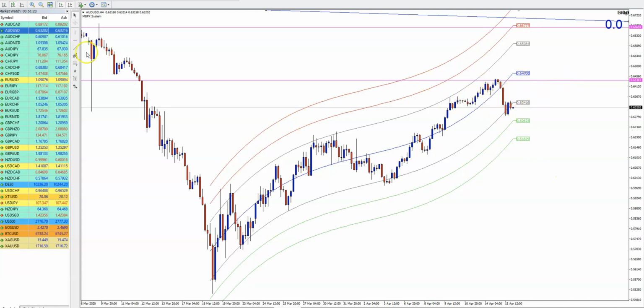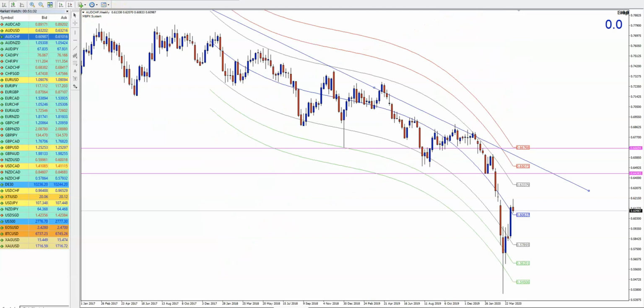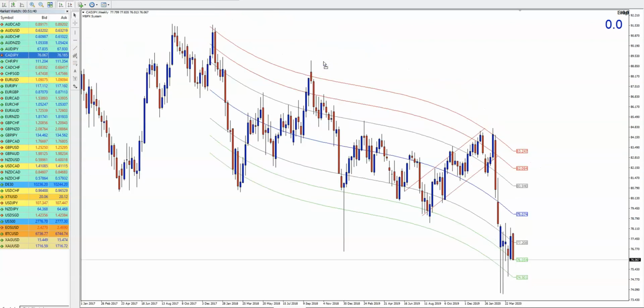Okay, so AUD CHF on the 4-hour, I think it's a similar story for the Aussie pairs. Again, on the weekly time frame, you can see it's been falling for some time, and yes, very similar to what we have on the other pairs. Okay, let's look at CAD JPY and see what that brings.